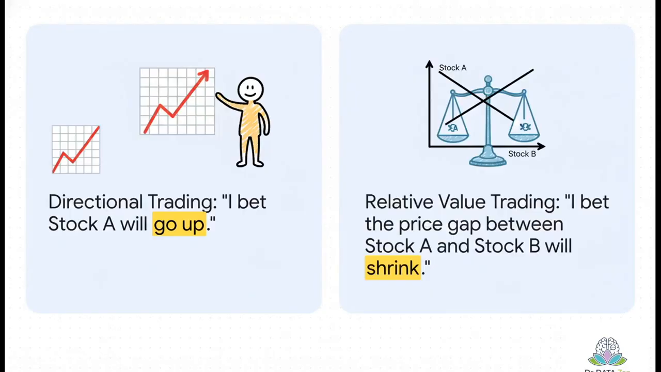And this slide just lays it out perfectly. On the left, a simple bet on one stock's direction. But on the right, it's a much more sophisticated bet on the relationship between two stocks. And here's the amazing part. With relative value, you could actually make money even if both stocks go down, as long as that price gap closes just like you predicted.